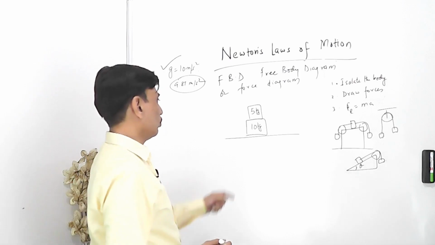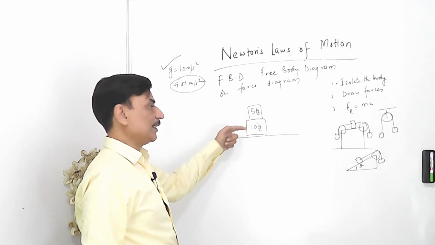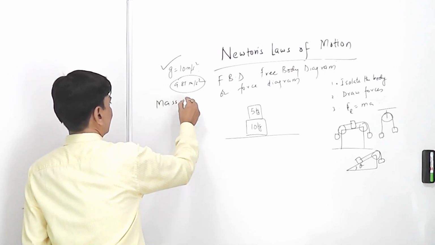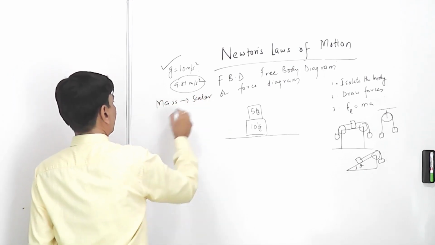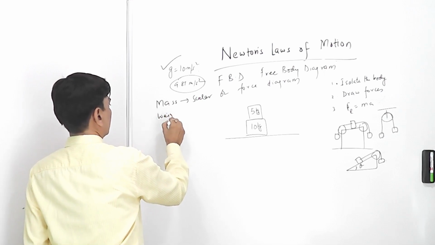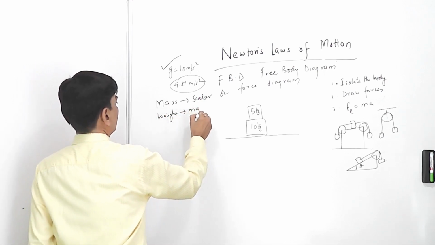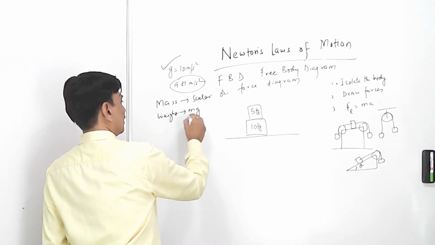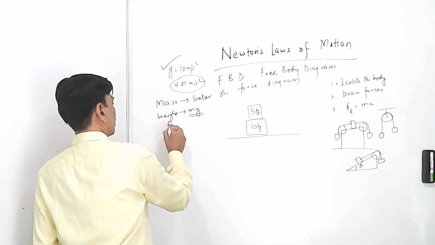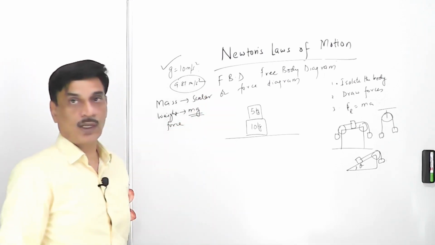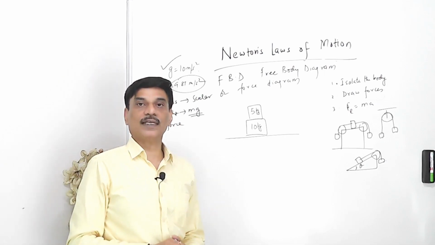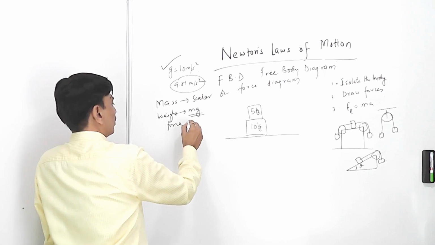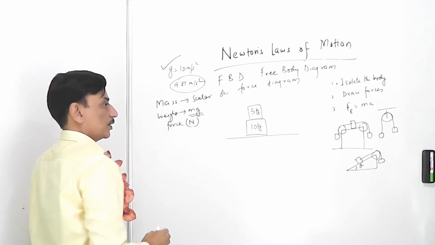So over here we have 2 blocks of mass 5 kg and 10 kg. You also know that mass is a scalar quantity. When you say weight, weight is m into g, that is mass into acceleration due to gravity, and this is a unit of force. This is the force with which the earth is pulls all the objects towards its center, and this force is weight. This is mg, so obviously the unit is Newton only. The unit of force is Newton.